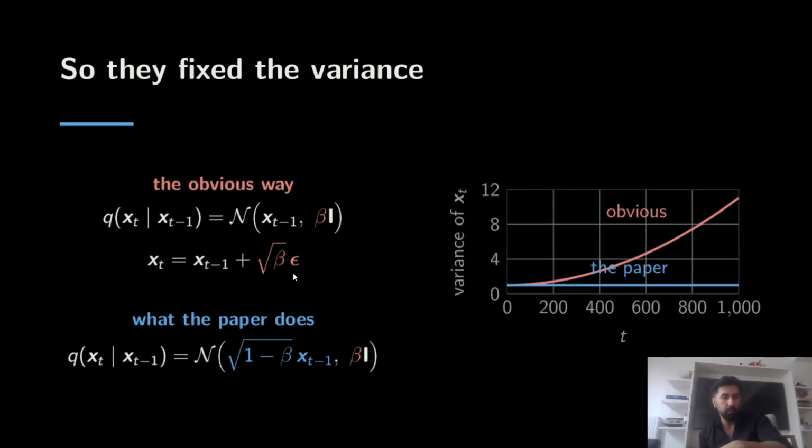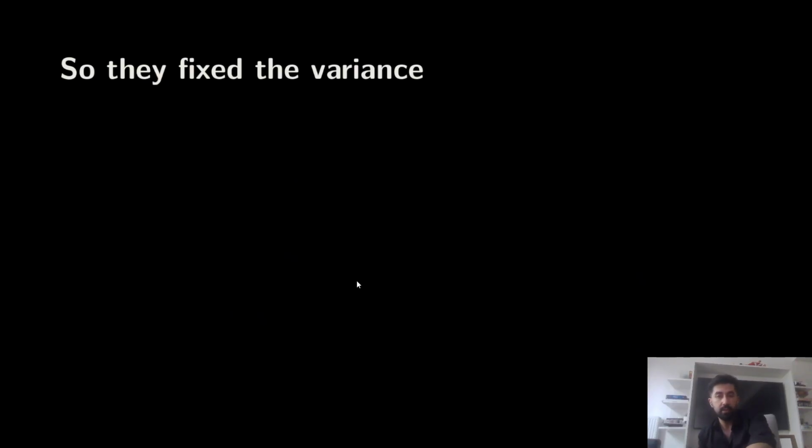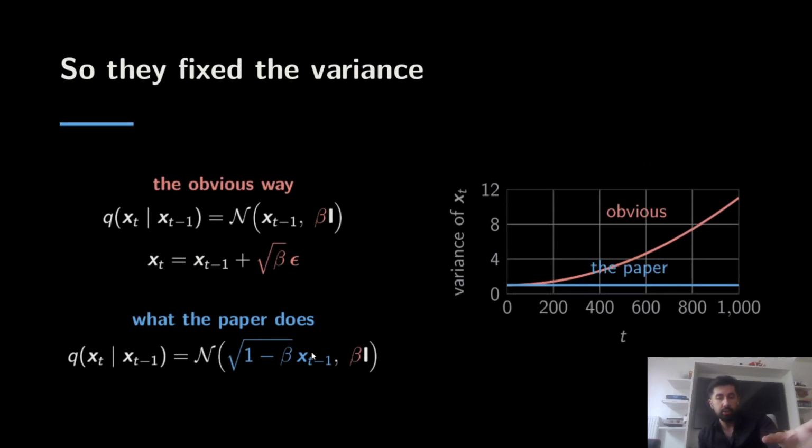The way they solved it is that they multiplied each image by radical 1 minus beta. Because beta is close to 0.02, radical 1 minus beta is around 0.98, so it's very close to 1. So they shrank every image just a tiny bit. What they did is they started with an image, they shrank it a bit, then they added noise.